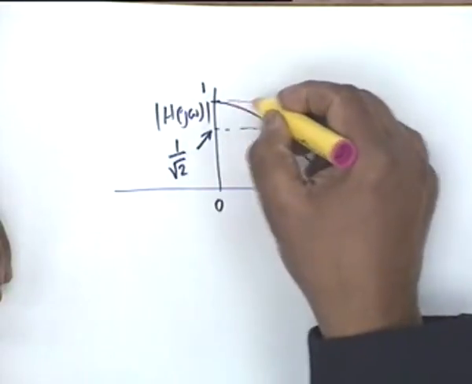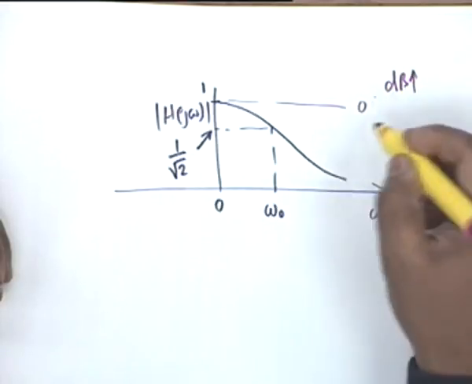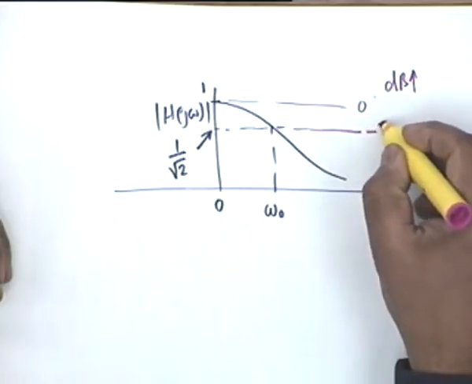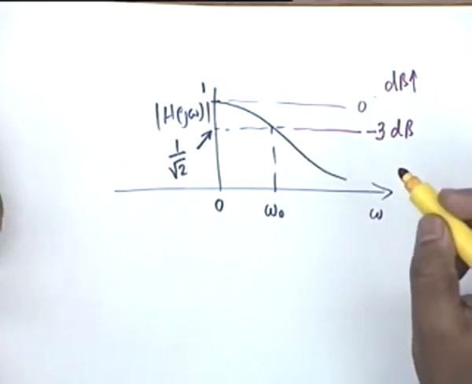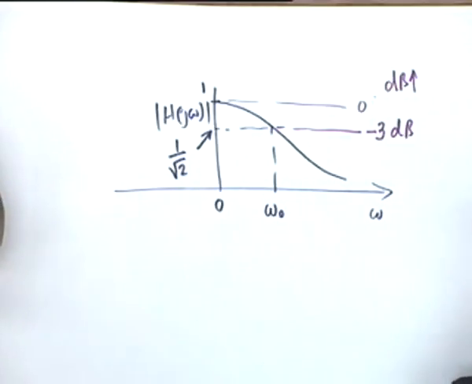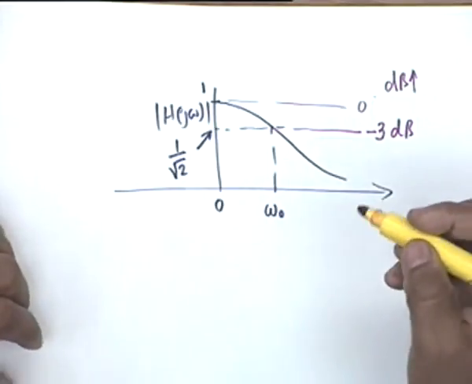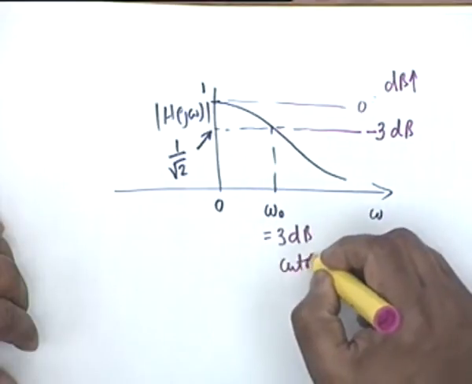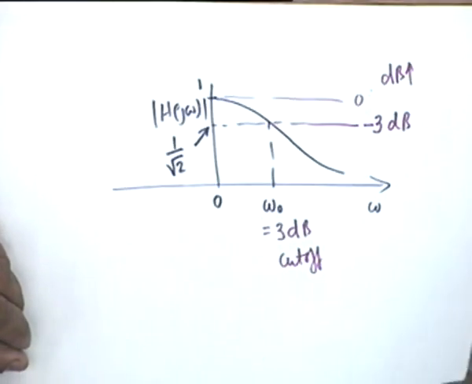In terms of decibels, if this is taken as 0 dB in the dB scale, then naturally this corresponds to minus 3 dB, not 3, minus 3 dB, because the ratio is less than 1, 0.707. Therefore omega 0 is called the 3 dB cutoff frequency, or simply the cutoff frequency.